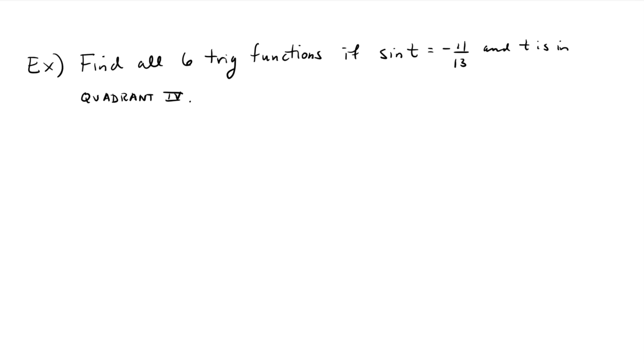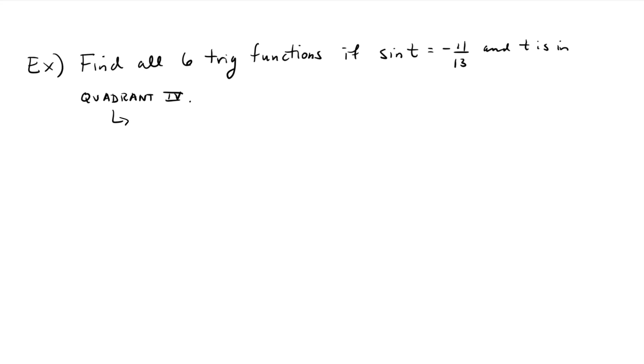So same question as before. We're given one trig function and information on the quadrant where the angle lies. The angle, careful, is called t here, and we need to find all the other 5 trig functions. So I'm going to use the method I prefer.